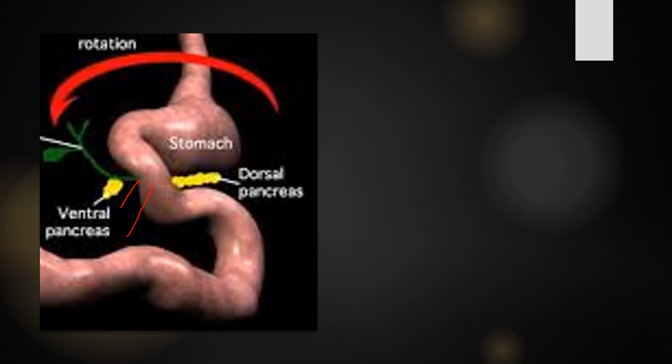Next, coming to the development. The developmental stages of the duodenum occur in three phases. The first one is rotation, the second one is fixation, and the third one is axial rotation. These three phases occur in the development of the duodenum. That also we should remember.